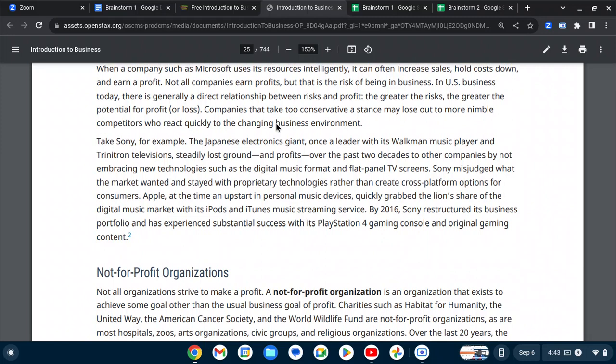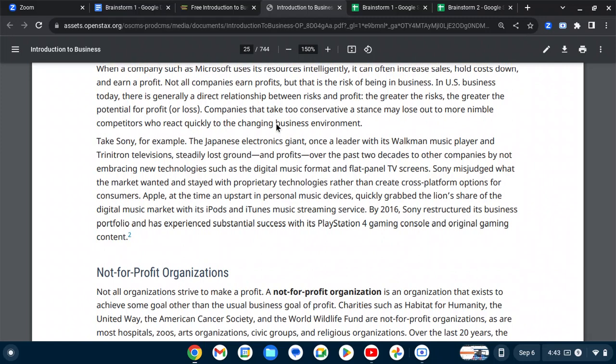The Japanese electronics giant, once a leader with its Walkman music player and Trinitron devices, steadily lost ground and profits over the past 2 decades to other companies by not embracing new technologies such as the digital music format and flat panel TV screens. Sony misjudged what the market wanted and stayed with proprietary technologies rather than create cross-platform options for consumers.